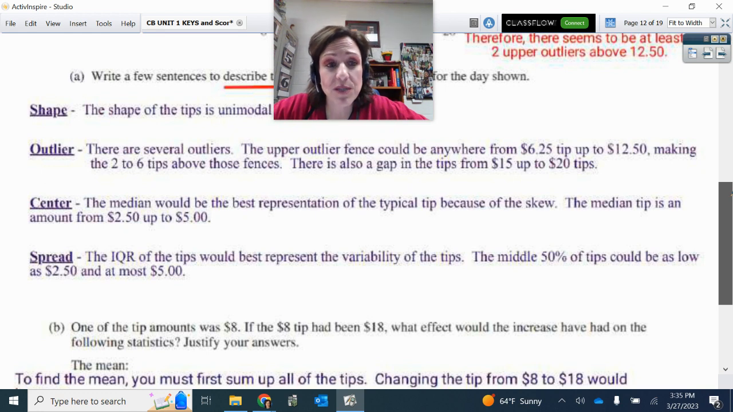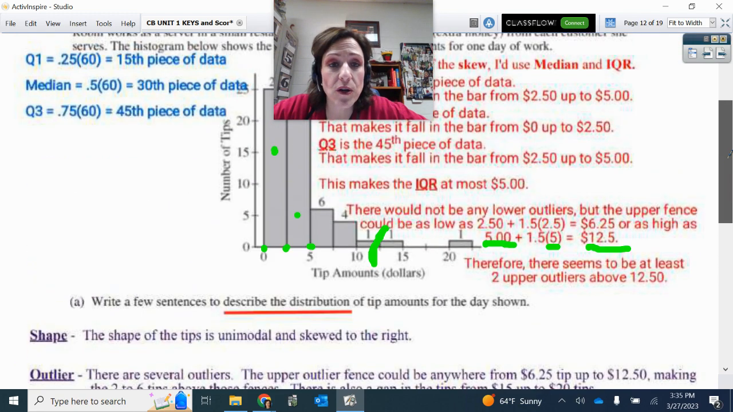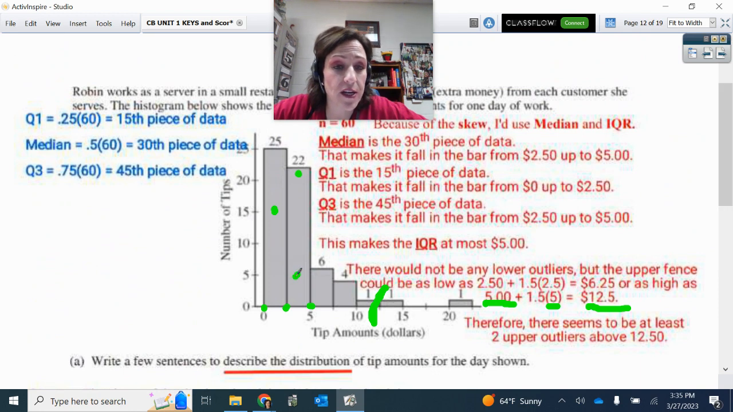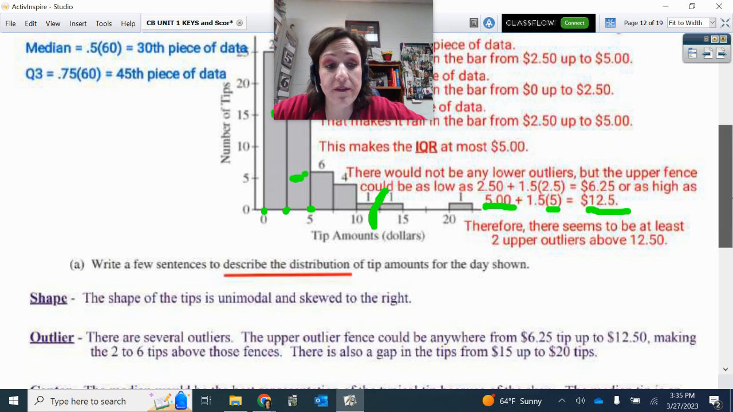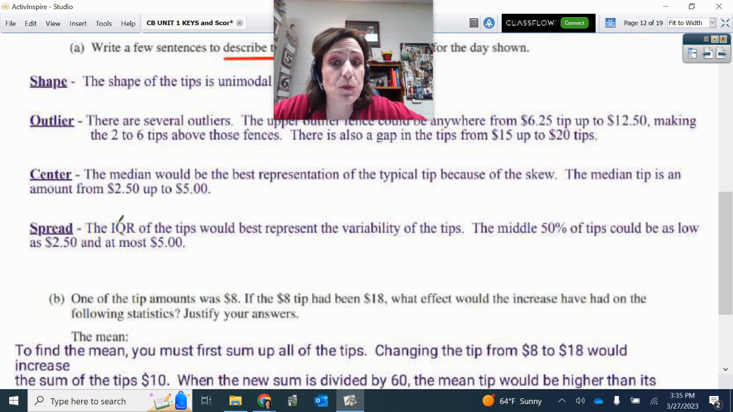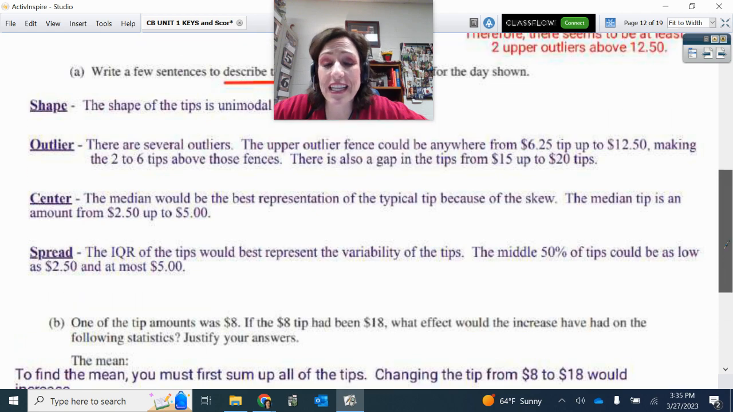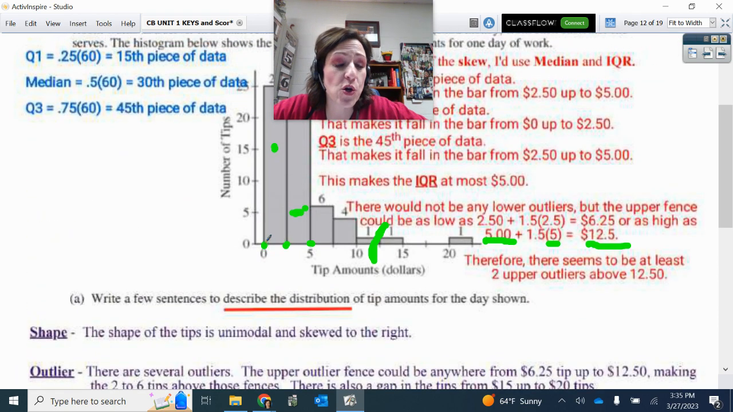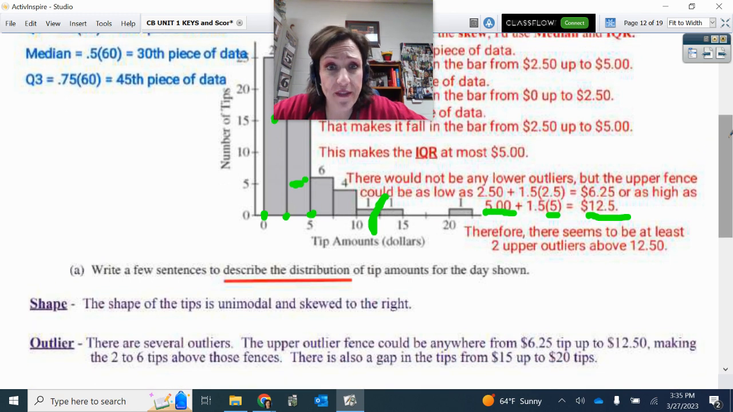Center is best described by the median because of the skew. I don't think you had to say that, but that's why I'm definitely choosing the median. It is some number from 2.5 up to, but not including, 5. And then I did the spread. I don't know exactly what that is, but it's at most 5. It's probably less than that, but it's at most 5. So let's look at how that's graded. Here we go.